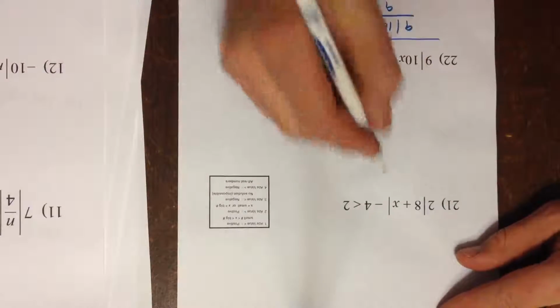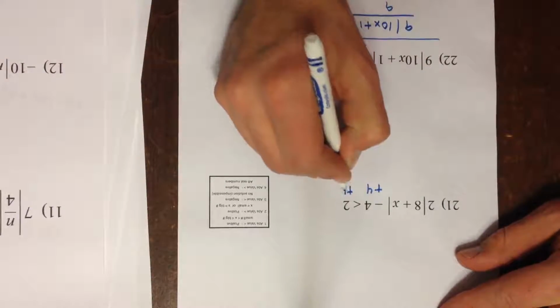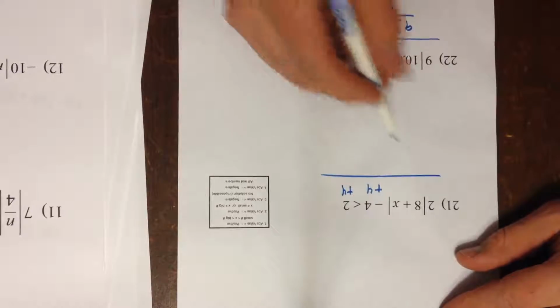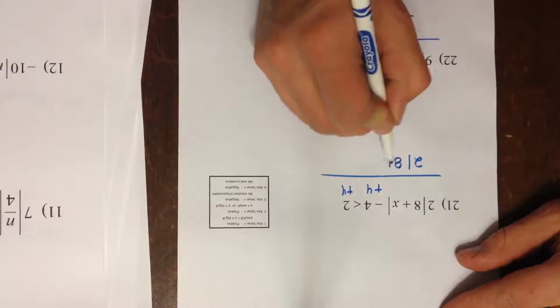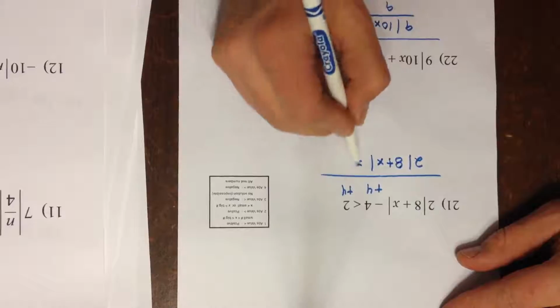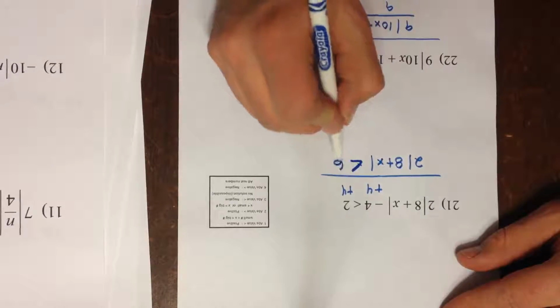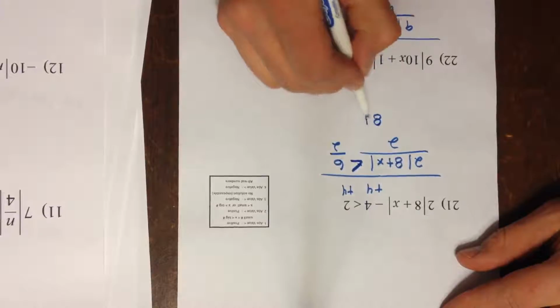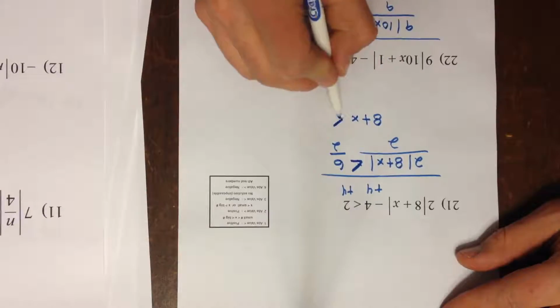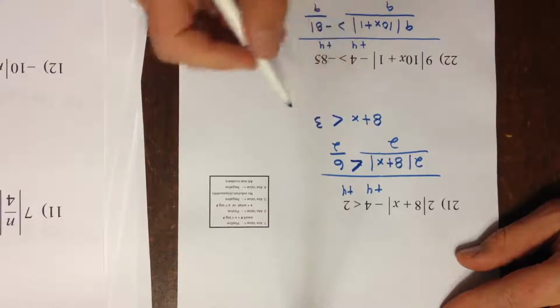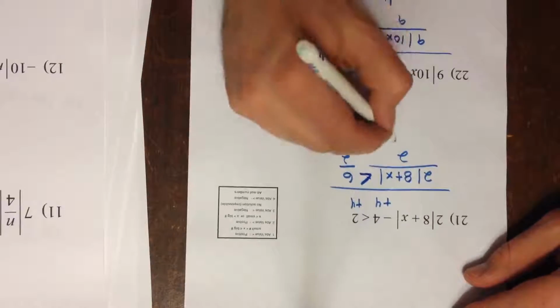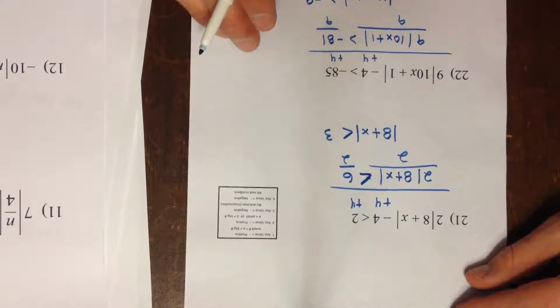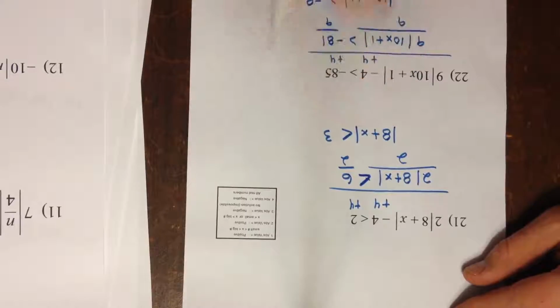We'll back up. I'll do 21, since we're still rolling here. Add 4 to both sides. Oops. It's less than 6. I've got to divide by 2. So our absolute value of 8 plus x is less than 3.